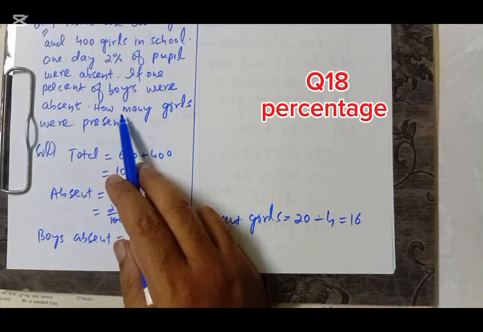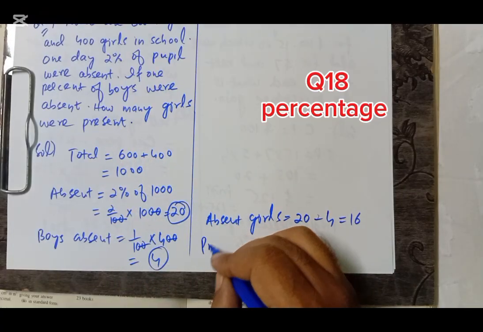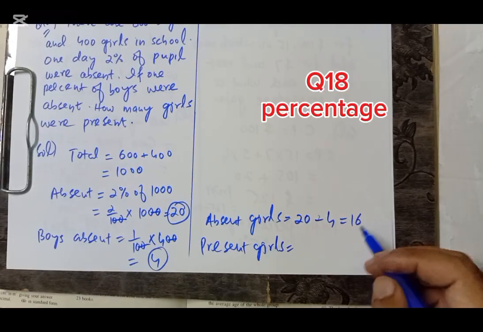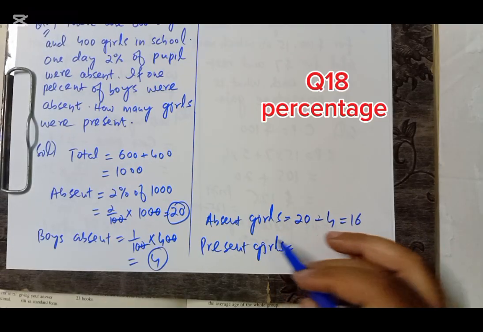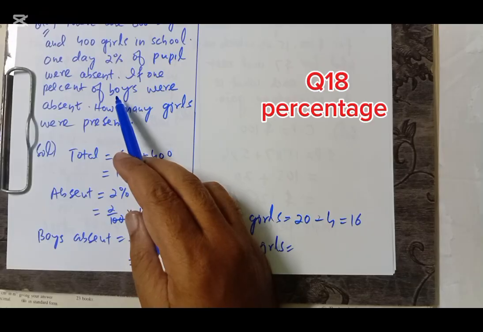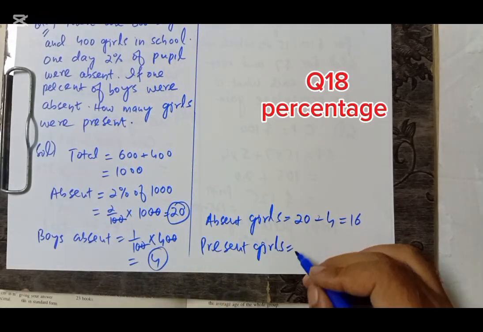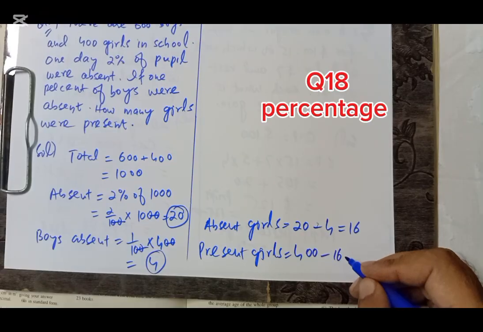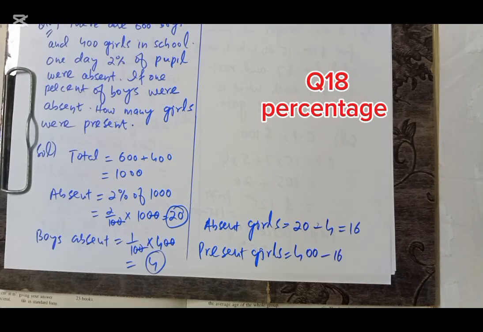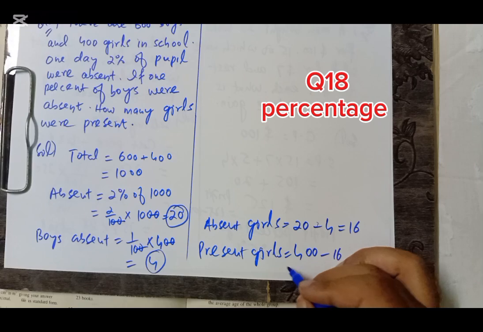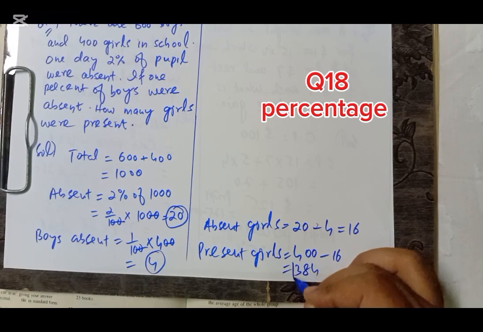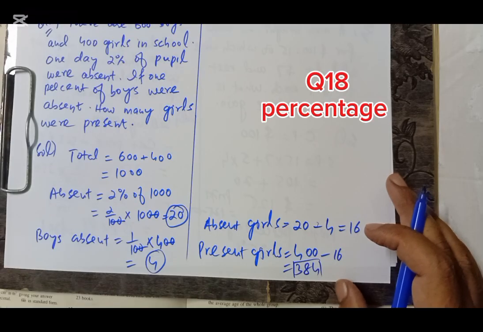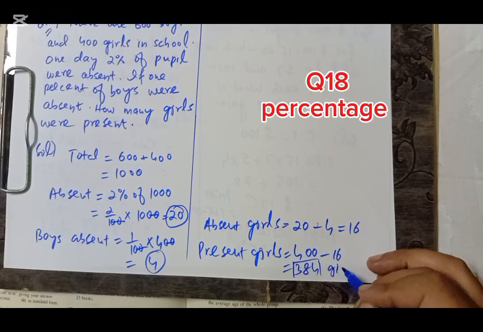Now the question says how many girls were present. So present girls will be equal to total number of girls minus absent girls. How many girls are there? There are 400 girls. 400 minus 16, which gives 384. So how many girls were present? 384 girls were present on that day.